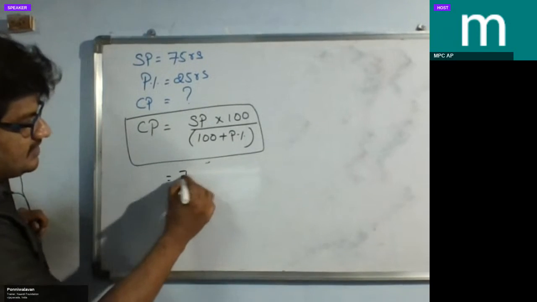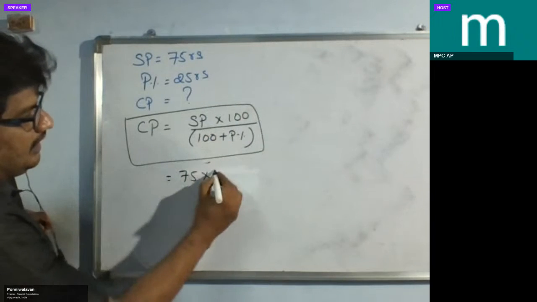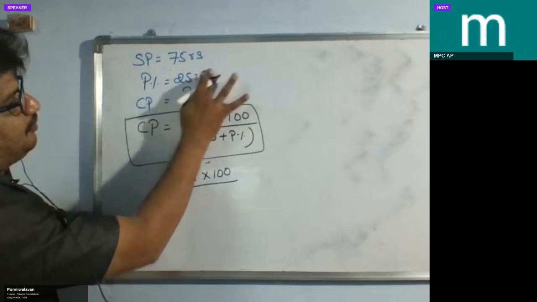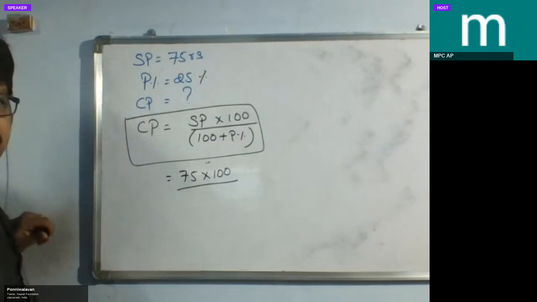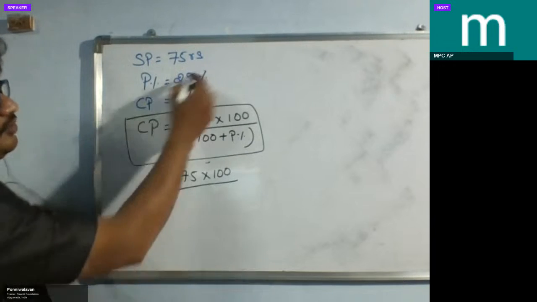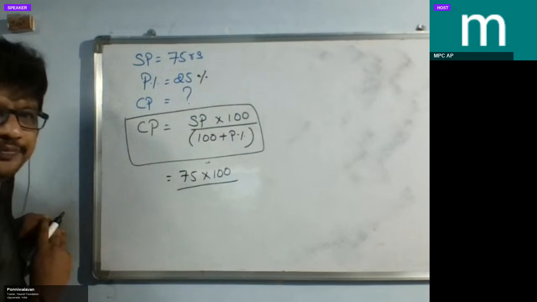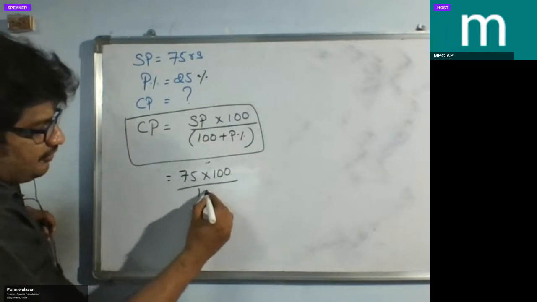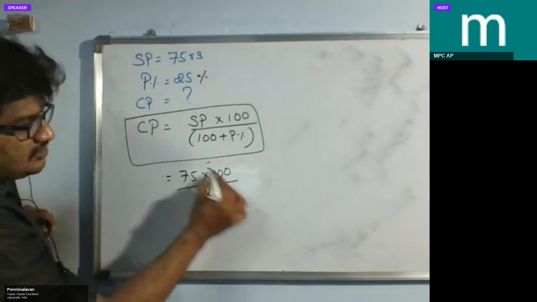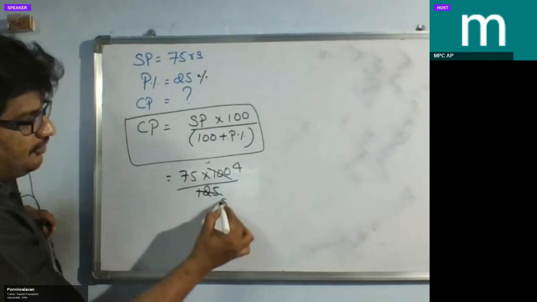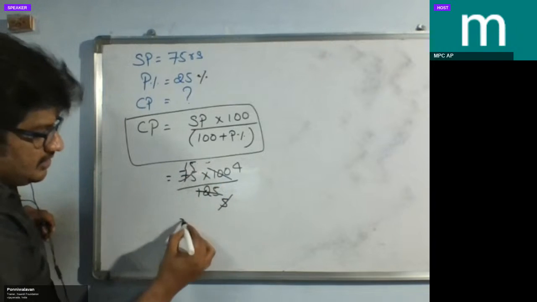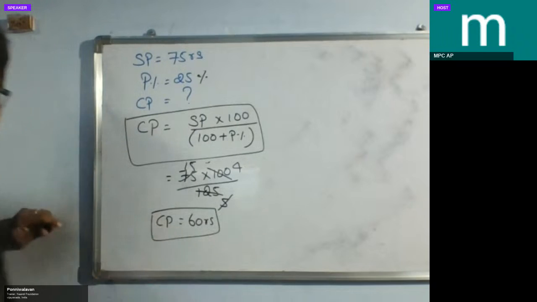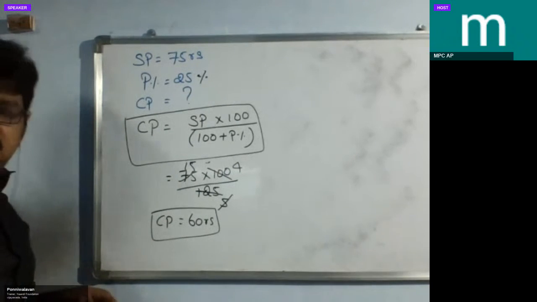So selling price is 75 into 100 divided by 100 plus profit percentage. What is the profit percentage? It's not 25 rupees, it is 25 percent. So 100 plus 25 is 125. We can divide this by 4, again by 5, and this is 15. So it is 60 rupees. What is the cost price? It is 60 rupees.